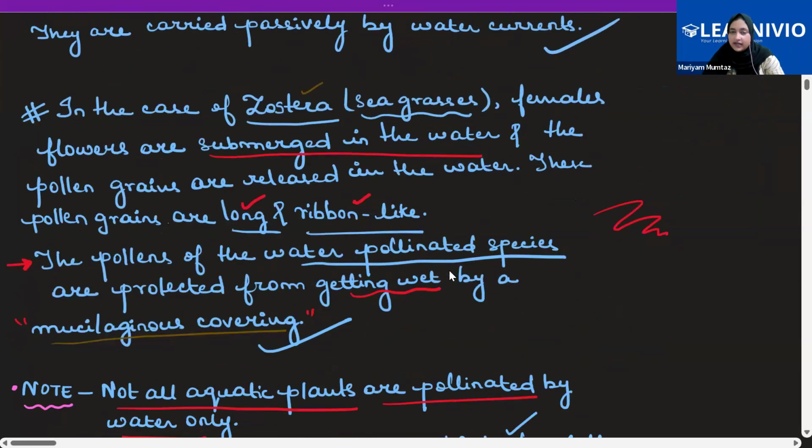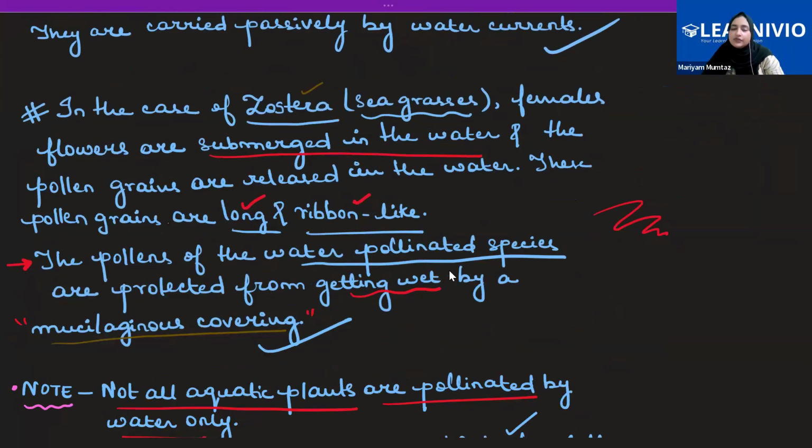Second is the case of Zostera, which is a seagrass found in the marine water. So here, female flowers are submerged. This is the level of water. Female flowers are here, submerged in the water, and pollen grains are released inside the water. Now here the pollen grains are long and ribbon-like. Okay. And since in either of the two cases the pollen grains are being shed into the water, they have to have something to protect them from getting wet. So they have a mucilage covering on top of them, which acts like a raincoat. Imagine it like that. It protects them from getting wet.